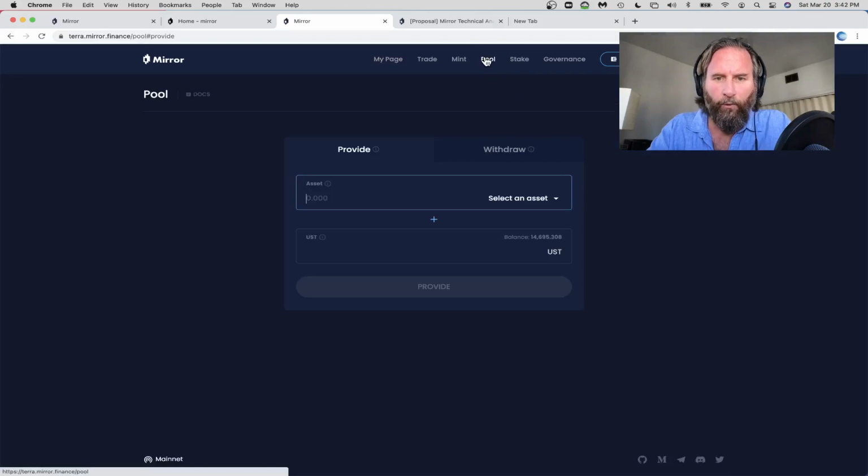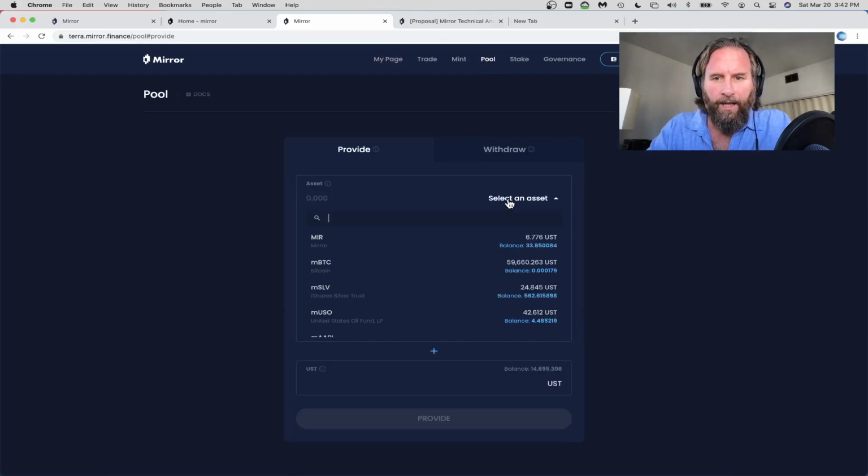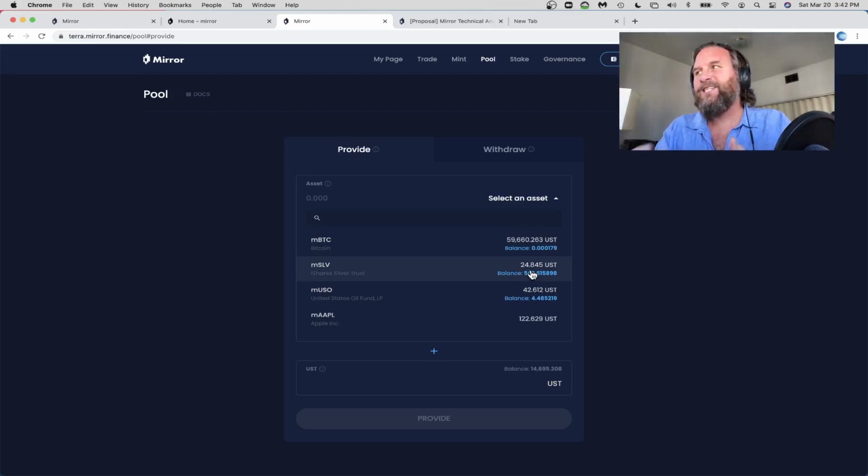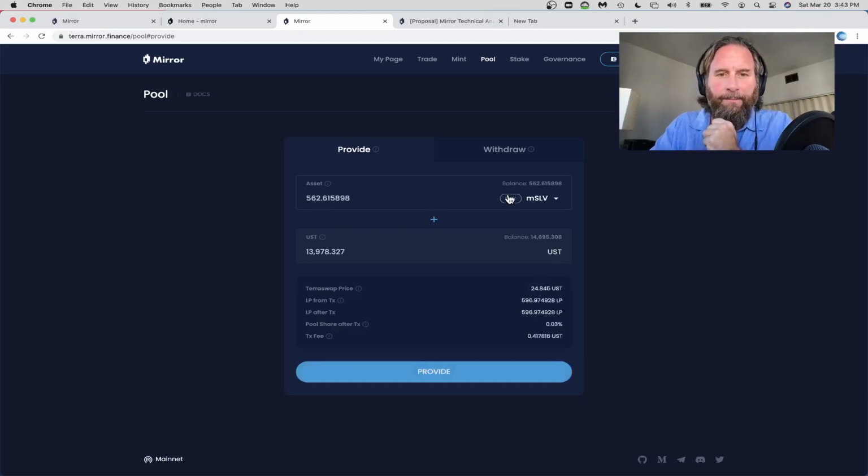So I'm going to go to pool. And then we're going to see my silver. Remember, I cut it in half, so I still have $14,000, a little bit more than $14,000 to spend. When I say spend, I'm putting it to work. That's what I mean by spend, all right? So I'm going to hit silver. I'm going to hit max. And you can see, like I said, I cut it in half, and there it is, about $14,000. I'm going to hit, and it'll show you the price that you're doing it at.